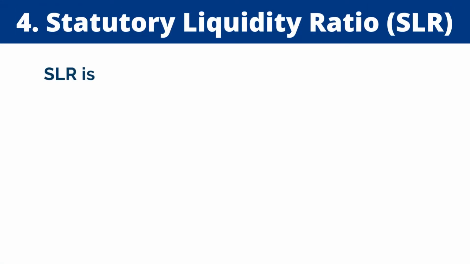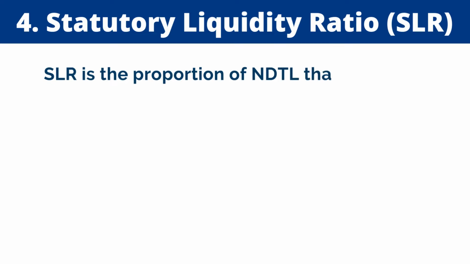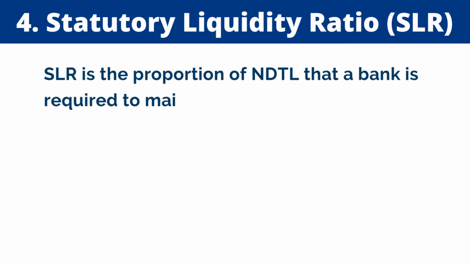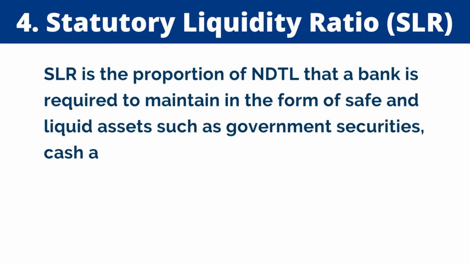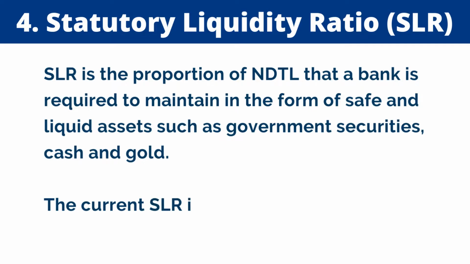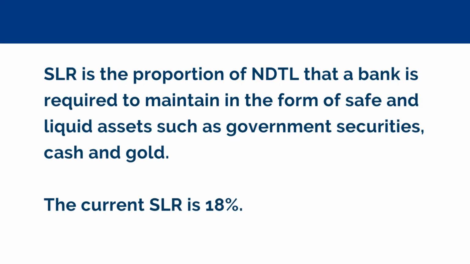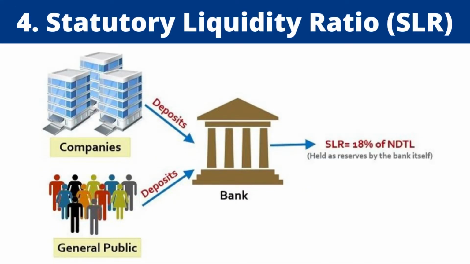Number 4. Statutory liquidity ratio. SLR is the proportion of NDTL that a bank is required to maintain in the form of safe and liquid assets such as government securities, cash and gold. The current SLR is 18%. This percentage of the deposits made by companies and public is to be maintained by the bank itself.